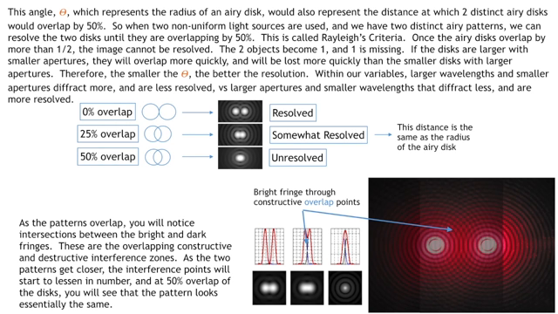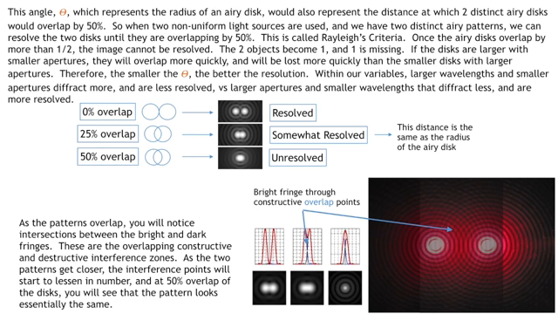And this distance where it's somewhat resolved, just before 50% essentially, is the Rayleigh criteria. And this distance happens to be the same distance as the radius of the Airy disk, right? So 50% overlap of two disks is the point of the radius of a single Airy disk. So as the patterns overlap, you'll notice intersections between the bright and dark fringes. So this kind of crisscross pattern that the minimums overlap with and the maximums overlap with creates interference patterns between the bright and dark fringes. And these are constructive and destructive interference zones.